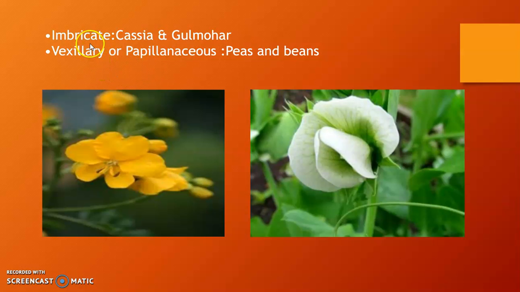And imbricate estivation, you can see in the Cassia flower. Cassia flower, you can see the imbricate estivation. So one petal is enclosing the other two, and these two petals are enclosing the two small petals. And the next one is in peas and bean plant, you have the vexillary. Papilionaceous is otherwise called vexillary. Vexillary type of estivation is called the butterfly type of arrangement. So you can see in the second diagram, peas and beans.